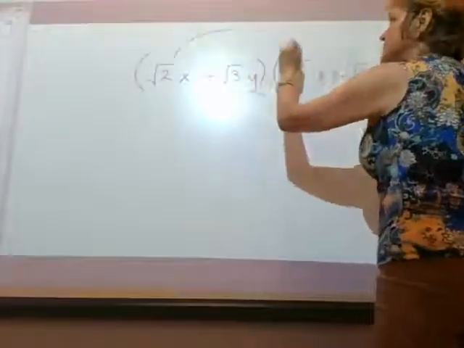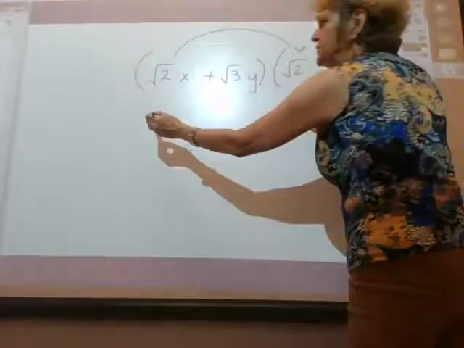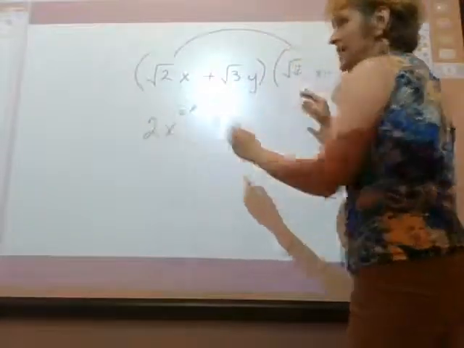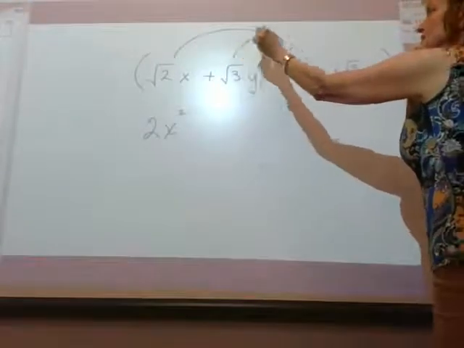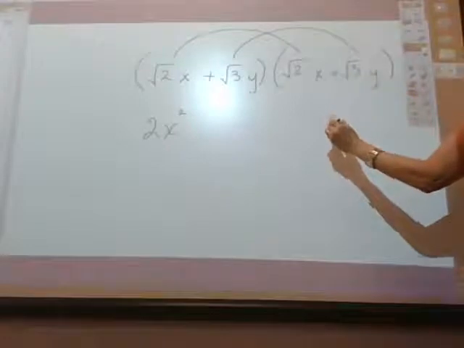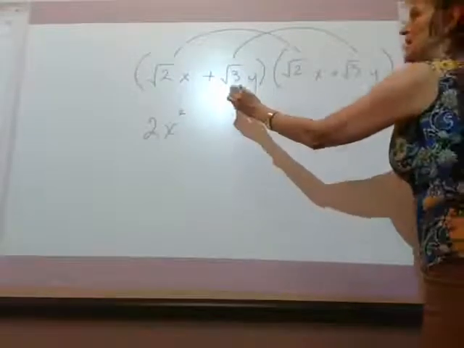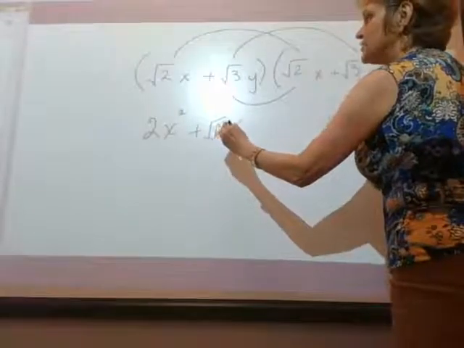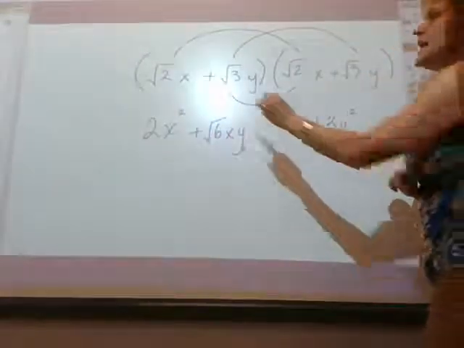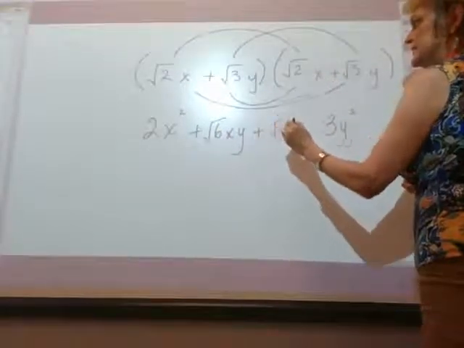All right, so let's do this. First times first. So radical 2 times radical 2 is 2x squared, correct? Remember, that x is not underneath the radical. Okay, then last times last would be 3y squared, correct? Radical times radical is radicand. All right, now inside product would be radical 6xy. Outside product would be radical 6xy.